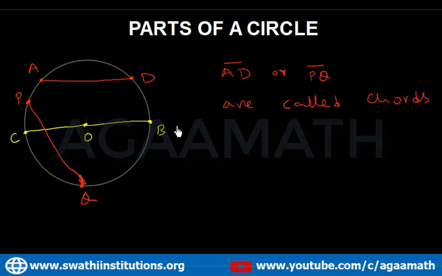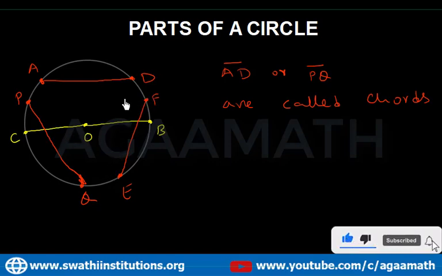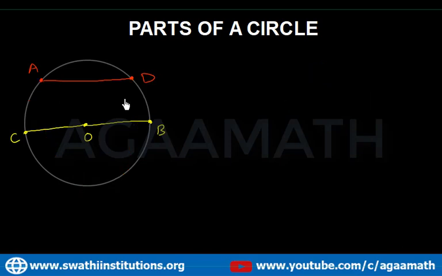Chord means a segment joining 2 points on the circle. How many chords can be drawn like this? We can draw infinite chords, right? You take any 2 points and just join them. Even this is said to be a chord. So this is another part of a circle. One is a radius, another is the diameter, and one is the chord. Let us see a few more parts of the circle.